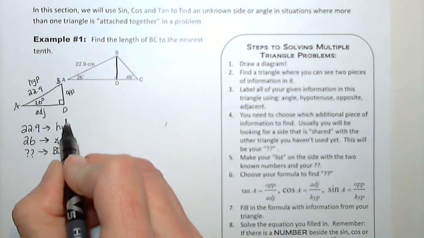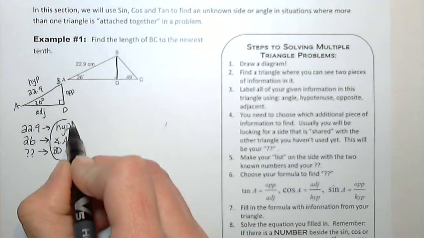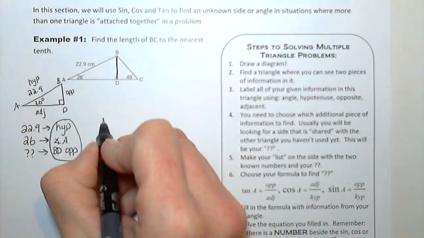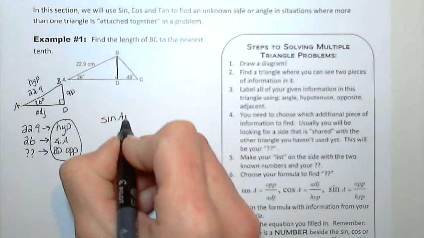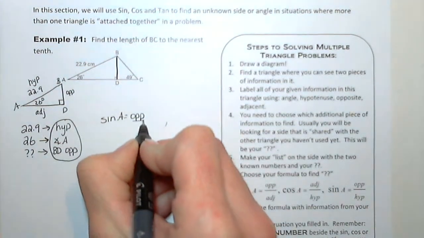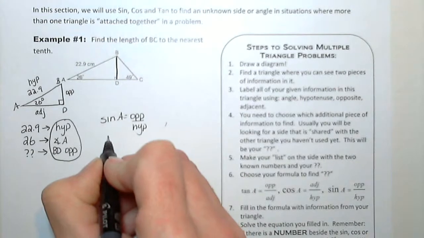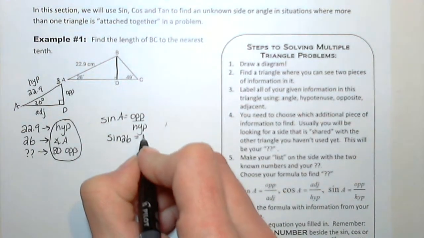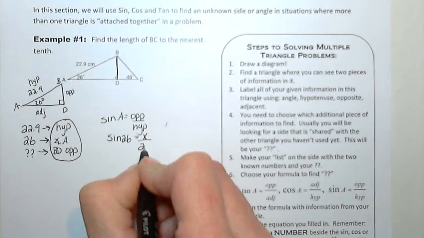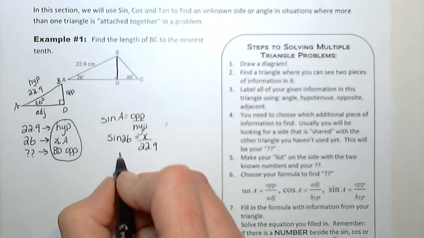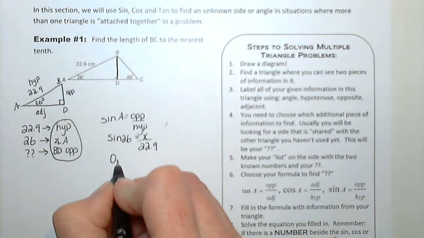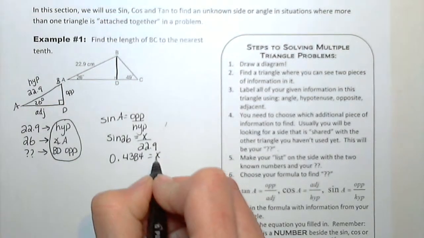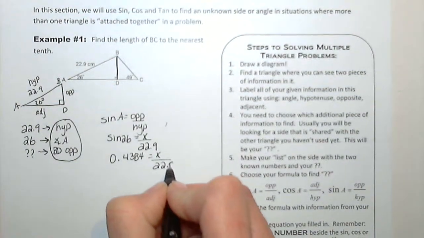Taking a look at our information, which formula has a hypotenuse, an angle, and an opposite? Well, that's going to be our sine. Sine of angle A is equal to opposite over hypotenuse. The sine of 26 is going to be equal to x over 22.9. The sine of 26 in our calculator to 4 decimal places is 0.4384, which is equal to x over 22.9.